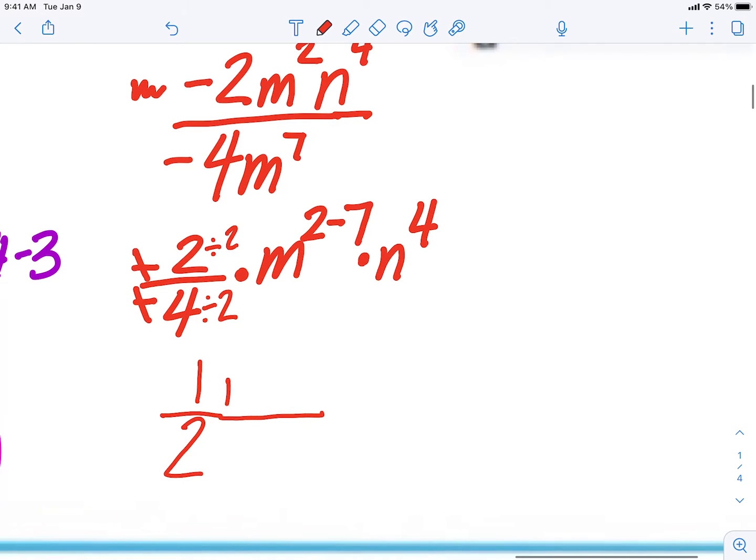And next I have m. 2 minus 7 is a negative 5, right? Because 7 is bigger, and 7 is a negative, 2 is a positive. Subtract 7 minus 2 is 5. 7 is a negative, so the answer is negative. And then I have n to the fourth power, right? Now, this looks like the final solution, guys, but I have to make this negative 5 into a positive 5.